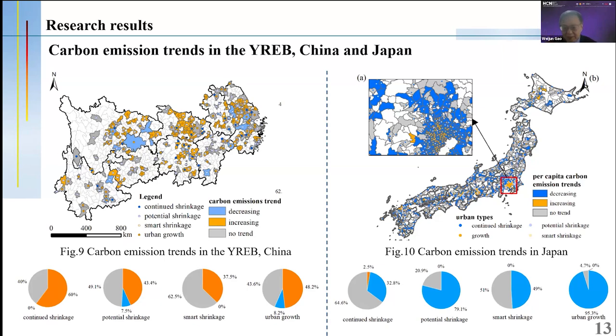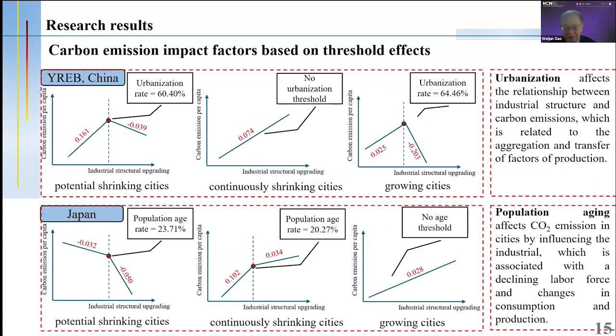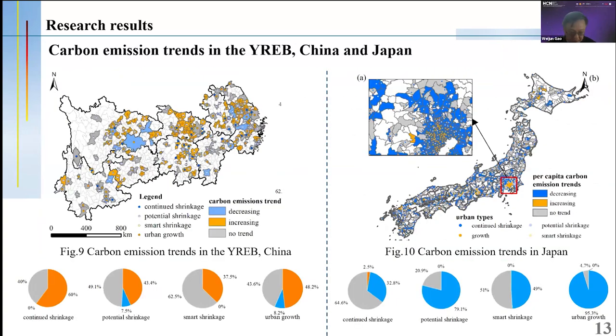In Japan, more than 97% of the cities show a decrease in the carbon emission.